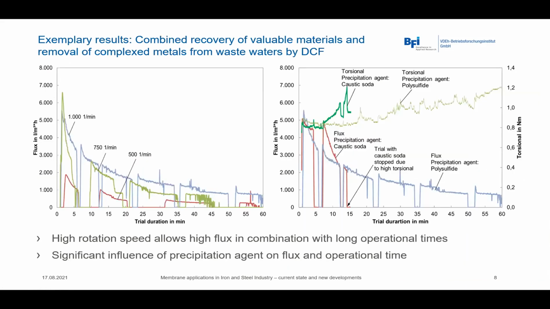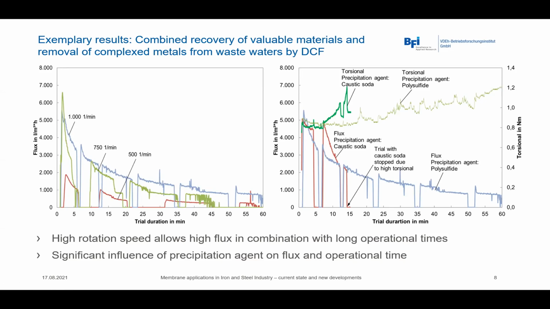Here you can see the influence of the rotation speed. If we operate at maximum speed, 1,000 turns per minute, we can operate very long compared to the other settings, and we do not have to clean as much as with lower rotation speeds. We further saw that the kind of precipitation agent has a very high influence on the flux and the operation time as well.